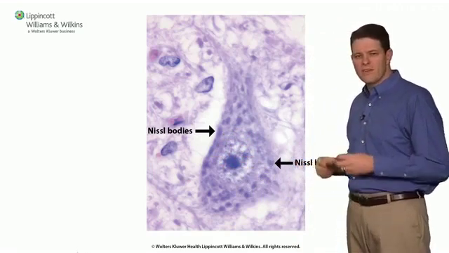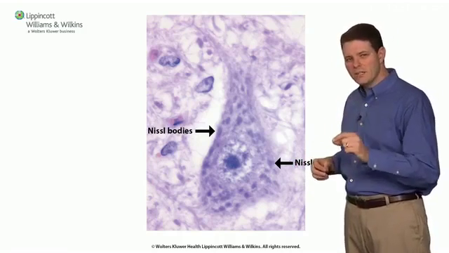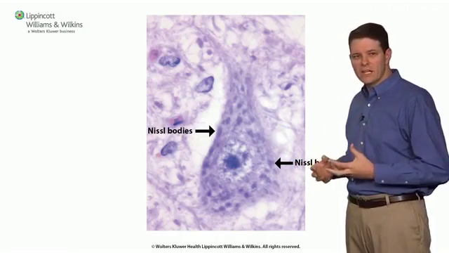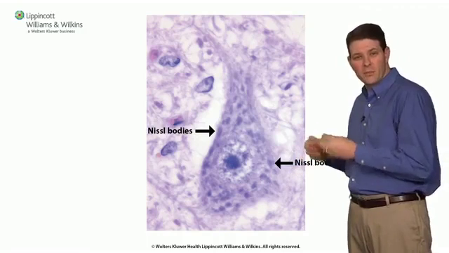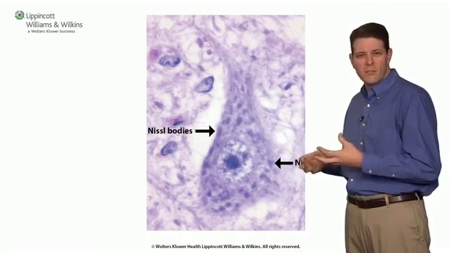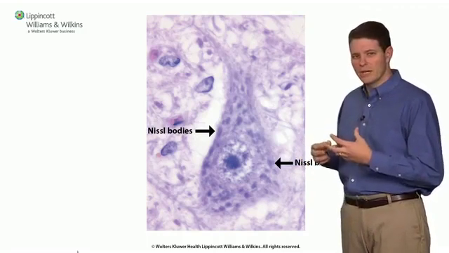Now, these Nissl bodies are found in the dendrites, but not in axons. The axon hillock sometimes looks very similar to a dendrite up close. So if you look at the cell body and you see Nissl bodies, you know you're looking at a dendrite rather than an axon.